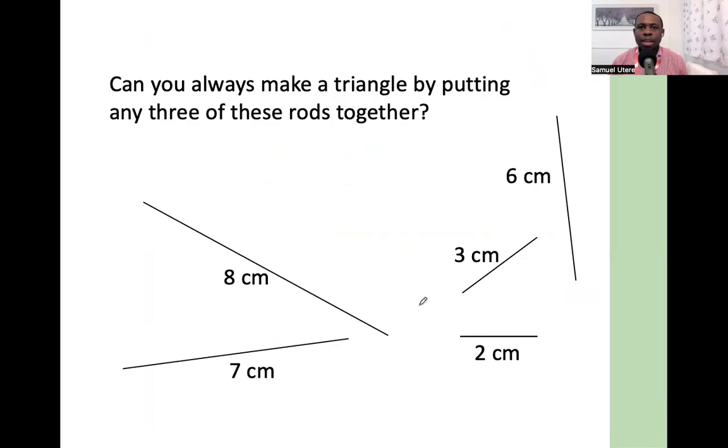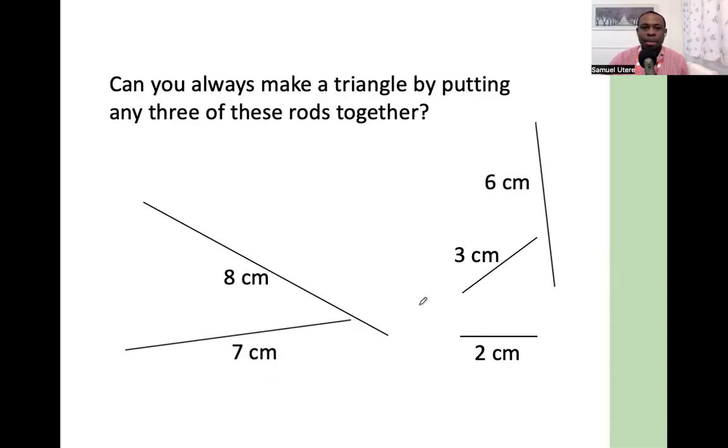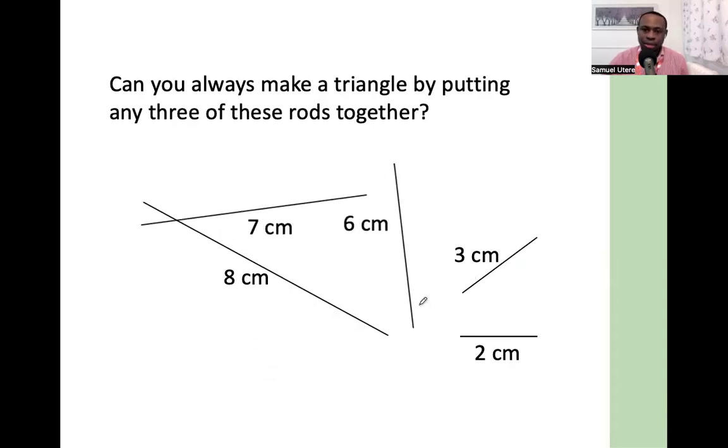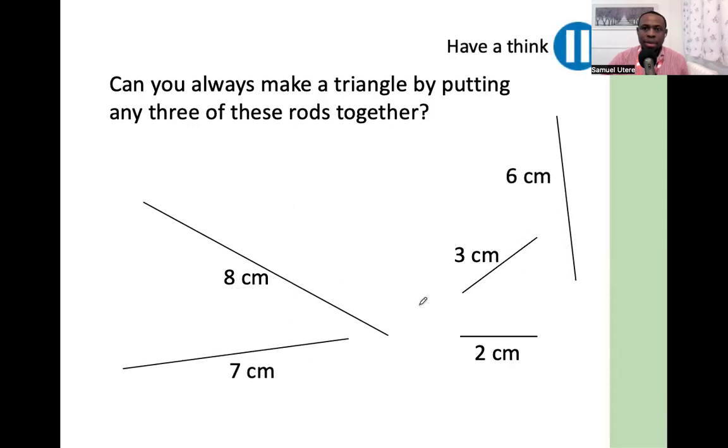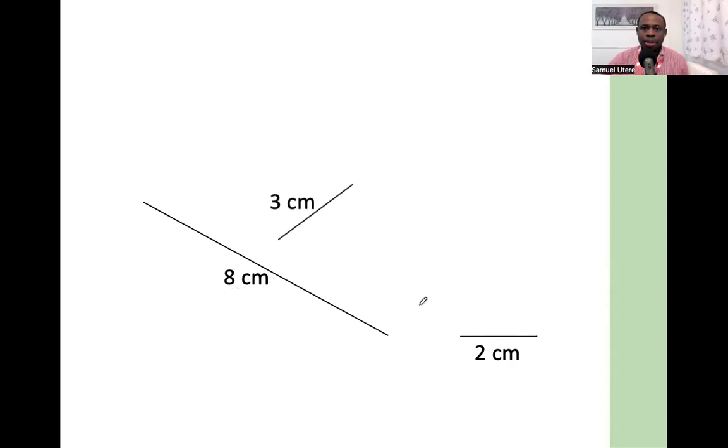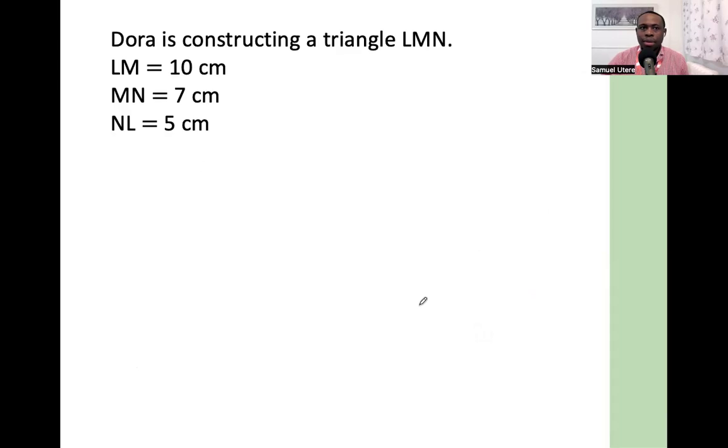Can you always make a triangle by putting any 3 of these rods together? Have a think. Well, let's try. If we put these together, yes. If we put these together, we cannot form a triangle. Okay? Now, here is another example. Dora is constructing a triangle LMN.